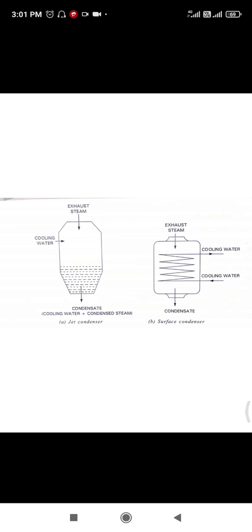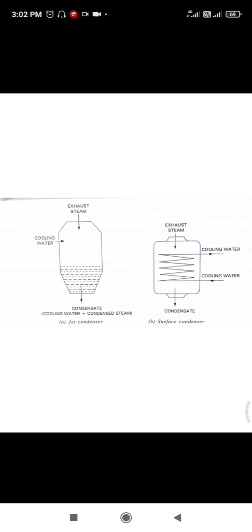Jet condensers have a simple design and less maintenance cost, whereas surface condensers have a complicated design and high maintenance cost. Jet condensers occupy less space, whereas surface condensers occupy more space. Jet condensers are suitable only for small plants, whereas surface condensers are used for large plants.